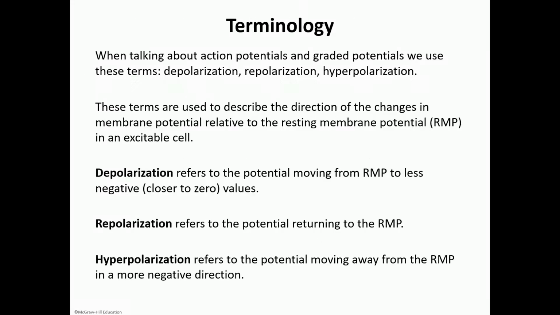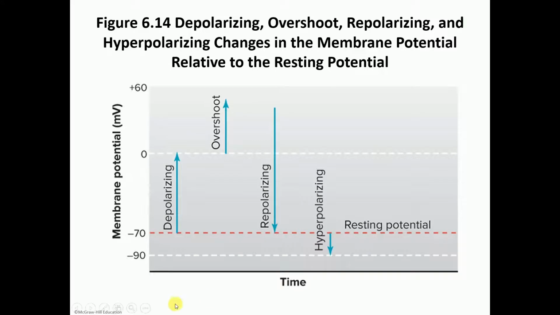A little terminology that we want to go over before we talk about the action potential. We have the term resting membrane potential, that's at rest, negative 70 millivolts, and we already talked about that. We want to know what depolarization, repolarization, and hyperpolarization are. So I'm going to use the graph to explain that. This dotted red line is the resting potential at negative 70 millivolts.